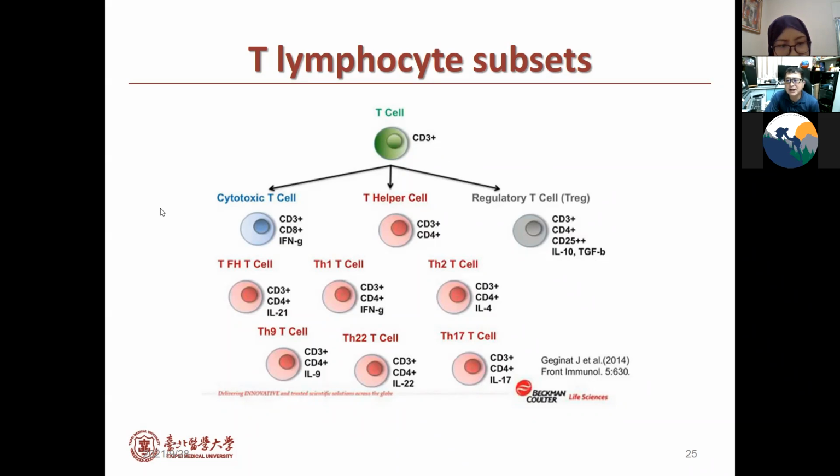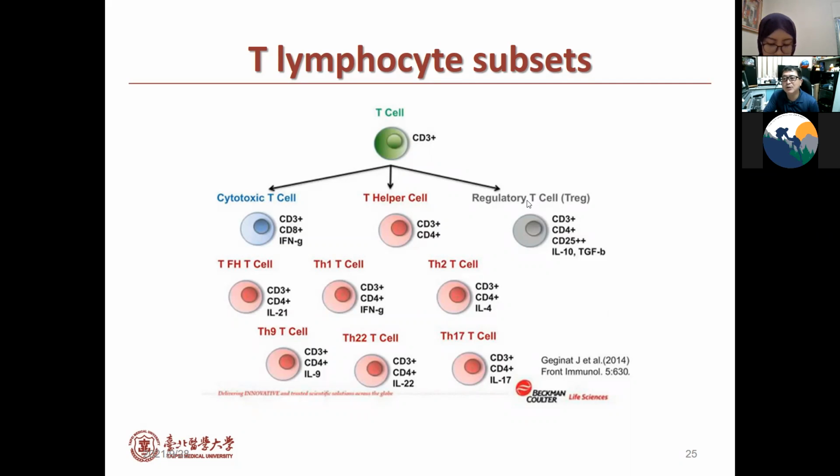I want to emphasize one thing: T helper cells and cytotoxic T cells can benefit our immune defense against tumor and against pathogens. Regulatory T cells, however, have a suppressive function and inhibit normal immune function. But they are very helpful for patients suffering from autoimmune disease to lower their immune function.